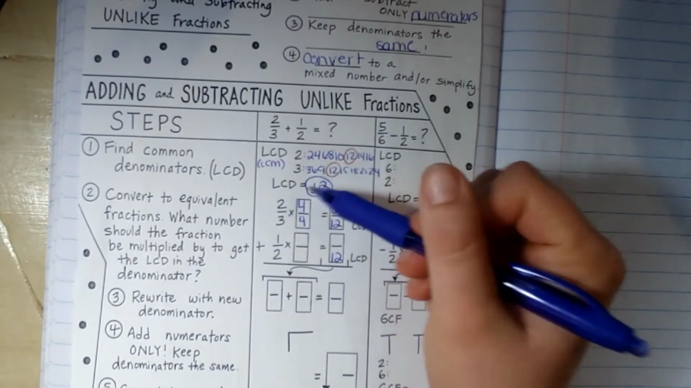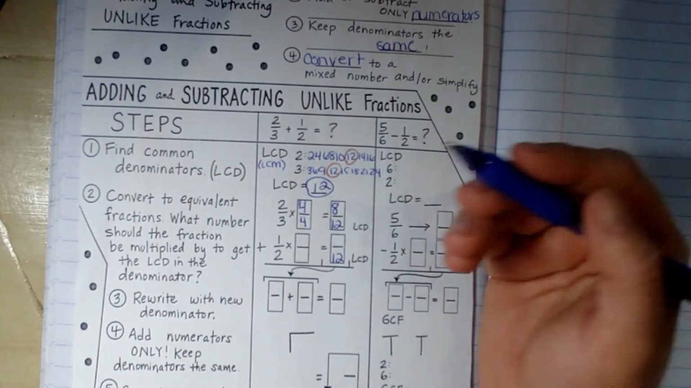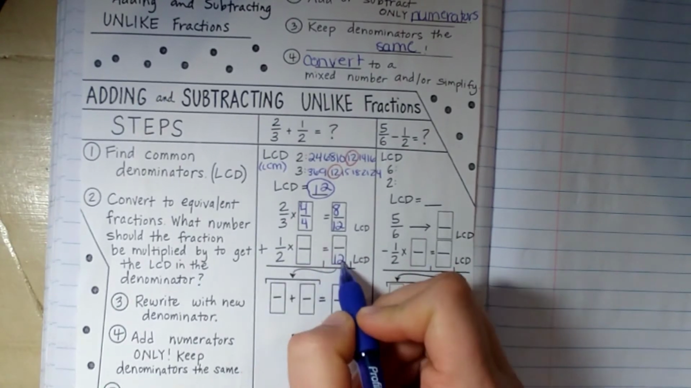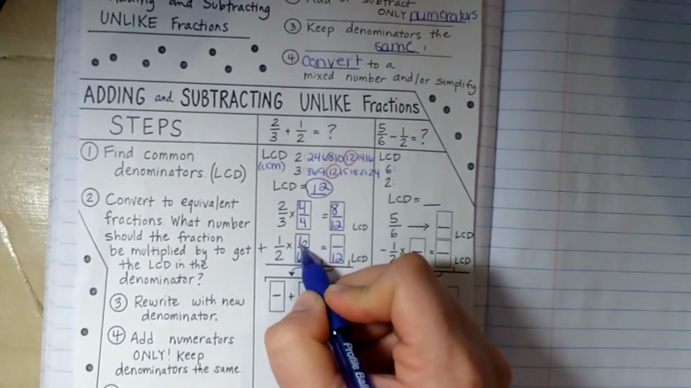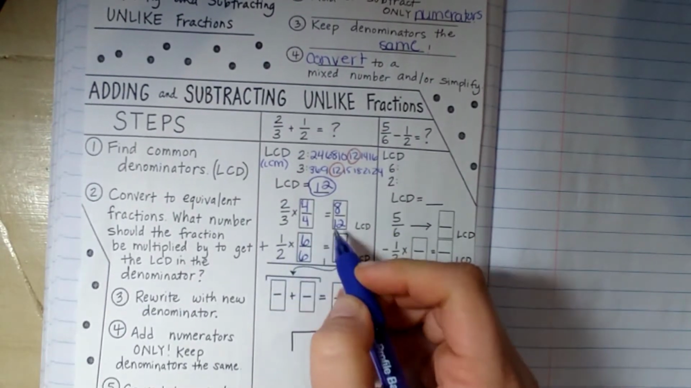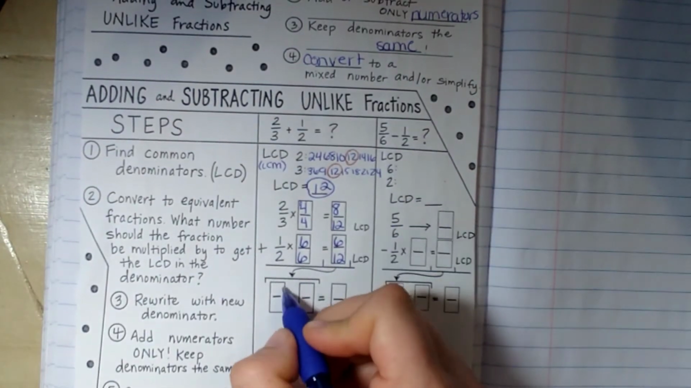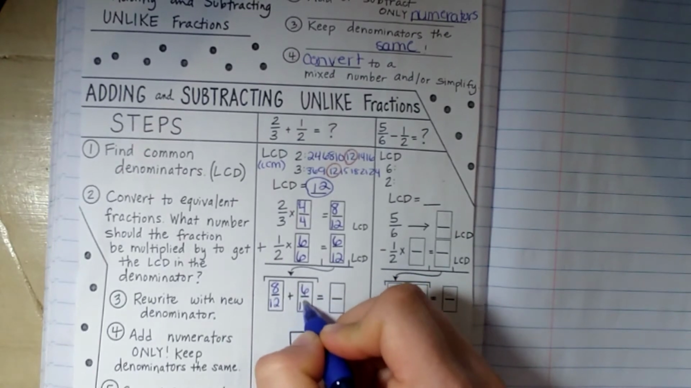It's just if you were to take 2/3 and cut it into more slices, it would still be the same amount. It would just have smaller pieces. And I do the same thing. What do I multiply 2 by to get 12? Well, that would be 6. So I have to do the same thing to my top number, and 1 times 6 is 6. So now my new numbers, I'm going to move over here, are 8 twelfths plus 6 twelfths.